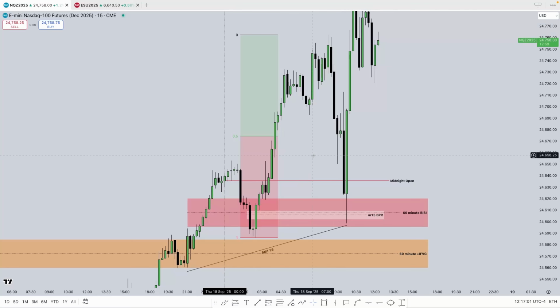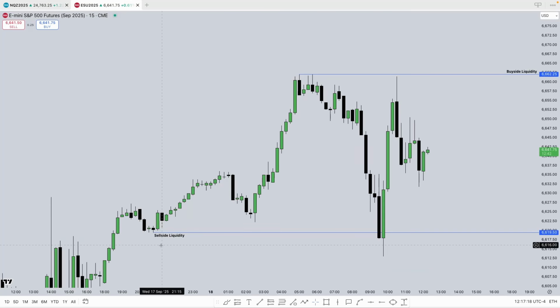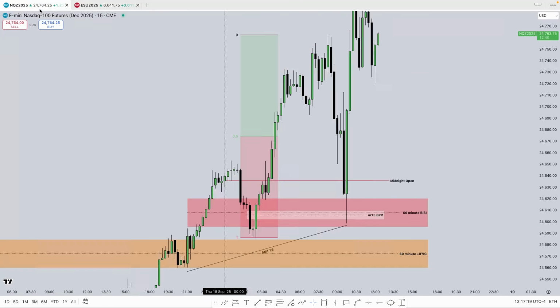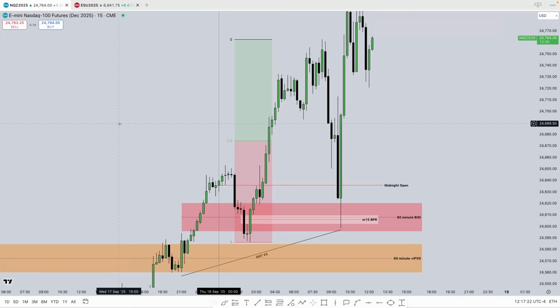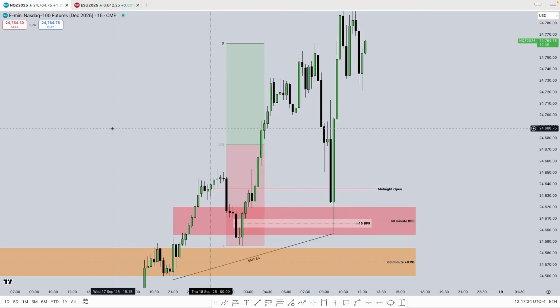But what also gave me confidence is that we had an SMT with ES, a bullish SMT. On this low formed on Wednesday, 17th of September, we could actually see that on ES, we did take out that low. So this is our indication that price could likely reverse and go higher.